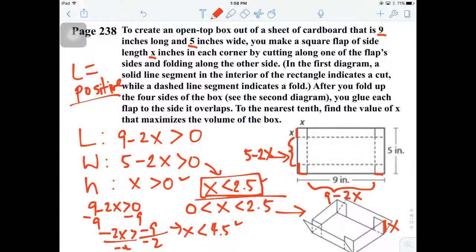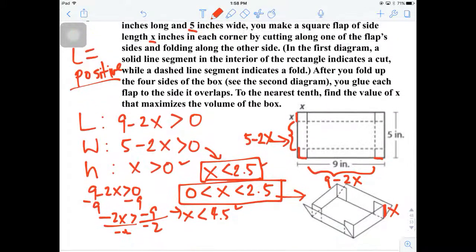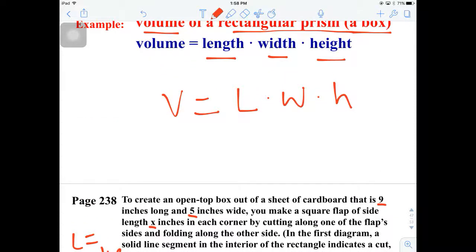So this is where we're going to limit our domain. That's the final restriction that we're going to choose. And then next, we're going to find the potential volume. So we're going to go back to the formula that we have earlier: volume equals length times width times height.